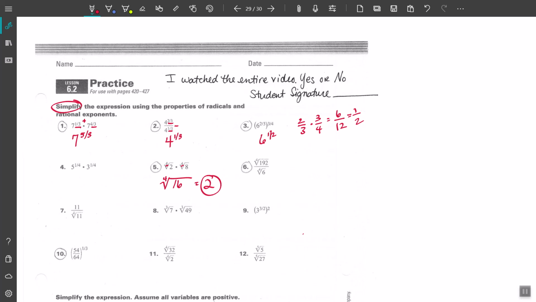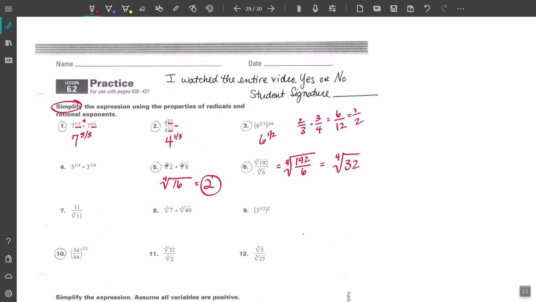On number 6, we have the same idea. We have two radicals, and they both have the same index of 4. So because of that, we can divide what's inside of them. So if we rewrote that, it would look like the fourth root of 192 over 6. Okay, so if we divide 192 by 6, we're going to get 32. So we're talking about the fourth root of 32. Again, I'm getting the 32 just by doing that division there.